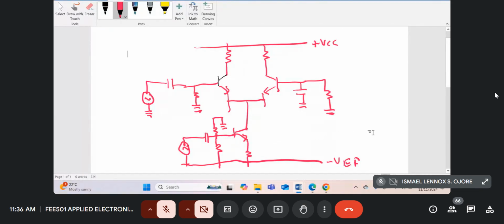So essentially, this is the circuit. So these resistances will be your RLs. And this is your biasing resistors, which we normally call RB.